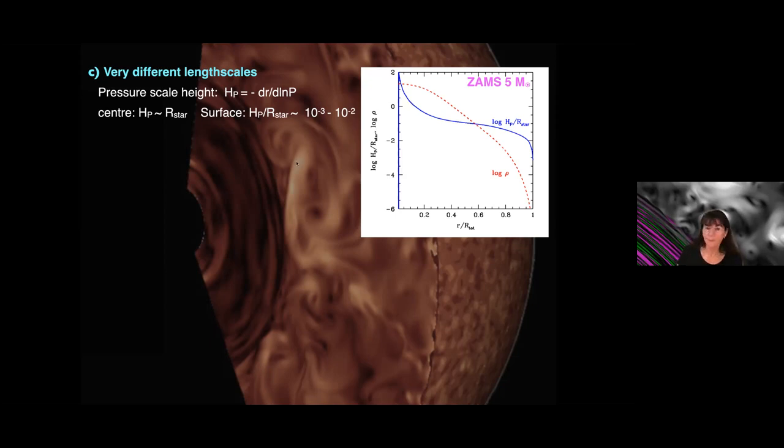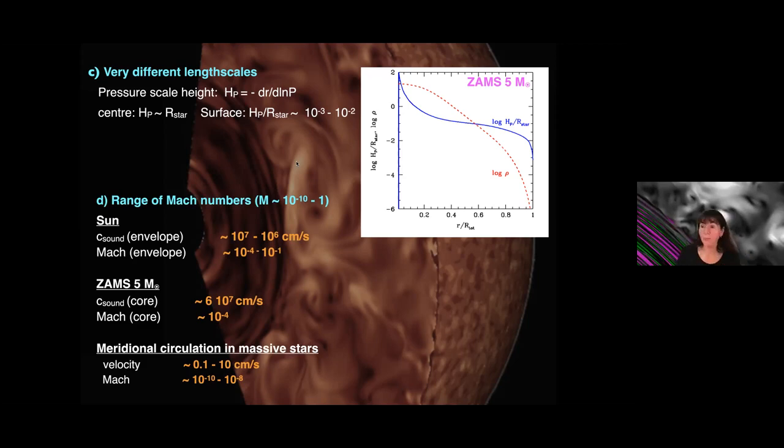Other problem is the range of Mach numbers which characterize the flows in those stars. For example, in the Sun, the typical Mach number in the envelope varies from 10 to minus 4, which is a low Mach number, to up to 0.1, close to the surface. In the core of a typical massive star, the Mach number is very low, 10 to minus 5. And even more challenging, this meridional circulation I mentioned, which is due to the rotation in the star, is of extreme low Mach number, typically 10 to minus 10 to 10 to minus 8.